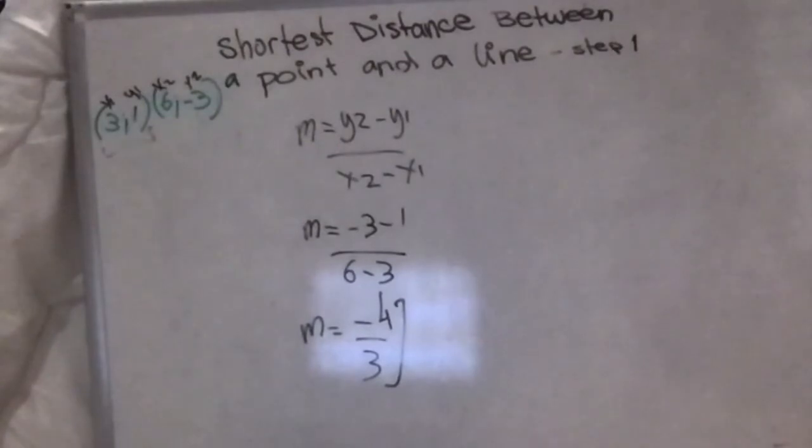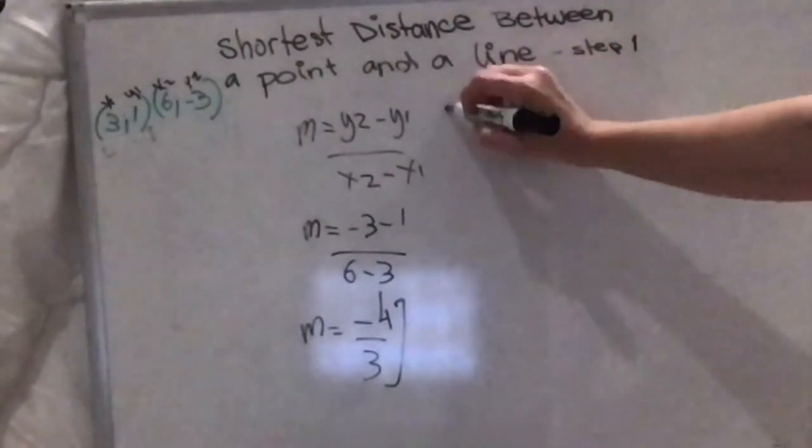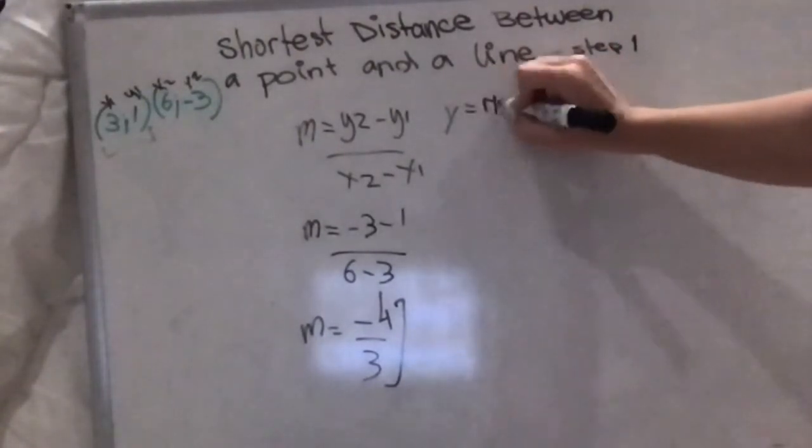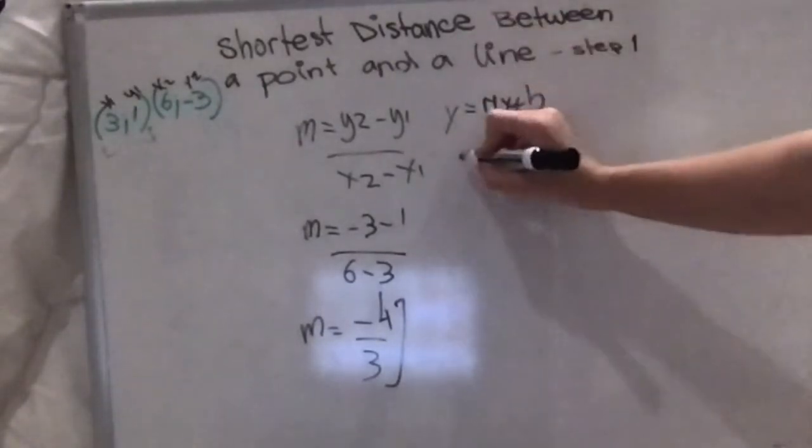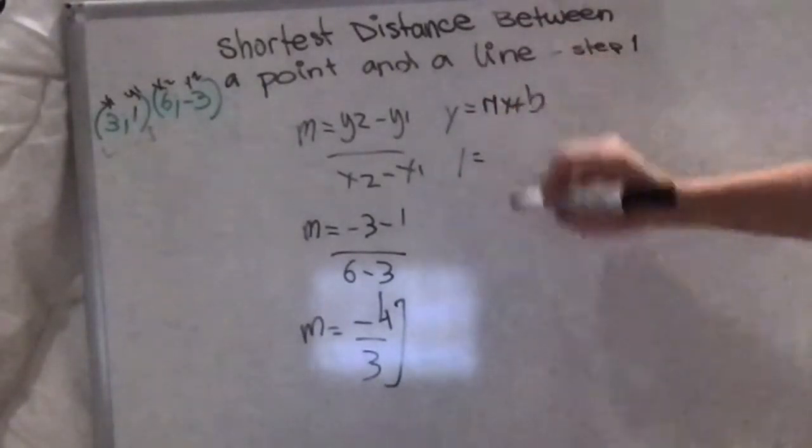Now we can calculate b. We will be doing this by using the formula y equals mx plus b. So all we have to do is choose whichever point is easier for us. Personally, I choose the first one because all the numbers are positive. So we replace and we get the following equation.